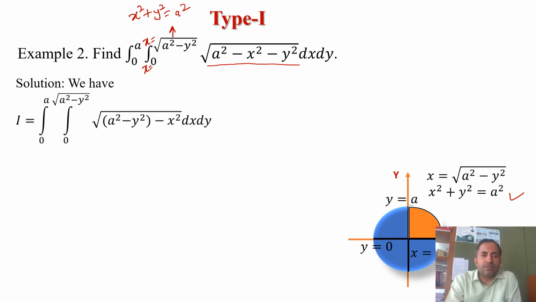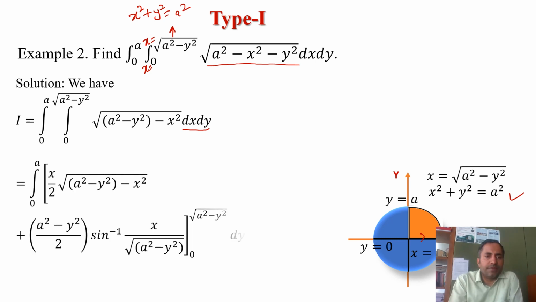Now we have to take care about the order of integration. So clearly the first limit is a function of y. So you have to integrate with respect to x. x is equal to 0 and x is equal to square root of a square minus y square. So you are integrating in this direction. By simple integration, you are required to remember the formula. So by integration it is x by 2 square root of a square minus y square minus x square, plus the second term, and that is the result.